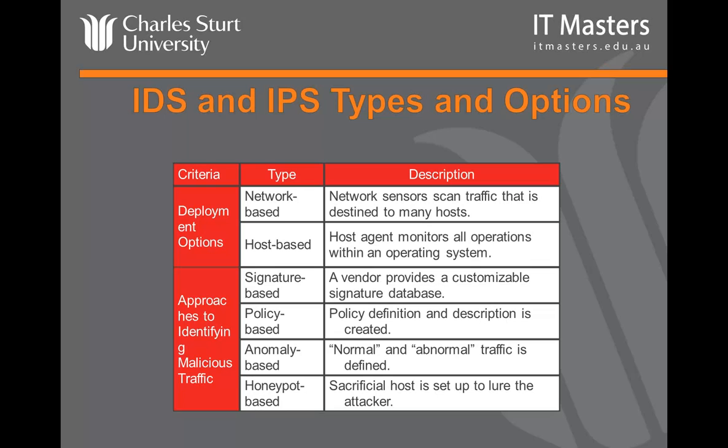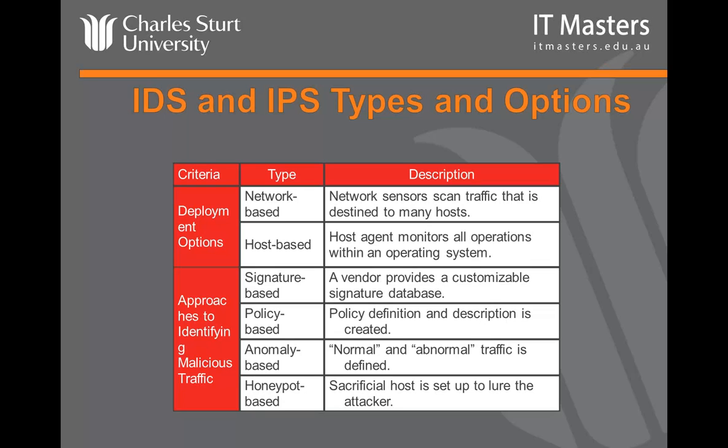In terms of the second criteria now, the approaches to identifying malicious traffic, you can see there's 4 listed there. So we've had a bit of a look at the first 3 really. Signature-based: basically a vendor provides you a customizable signature database. Again, this is a bit like your AV subscription, downloading your signatures fairly regularly, same sort of thing. Policy-based: a policy definition and description is created, so that's done by you, and you can determine what your policies are and what you want to block and don't block.